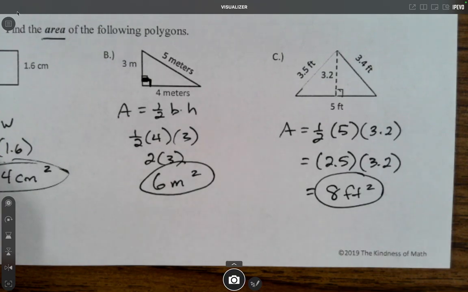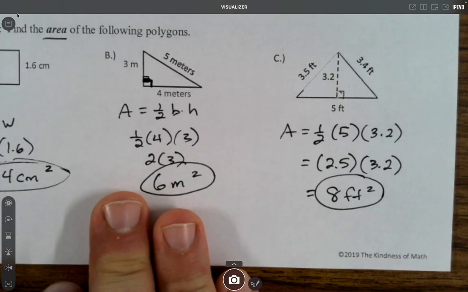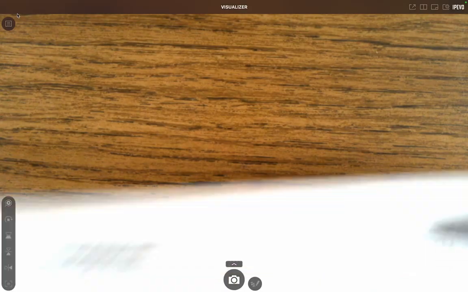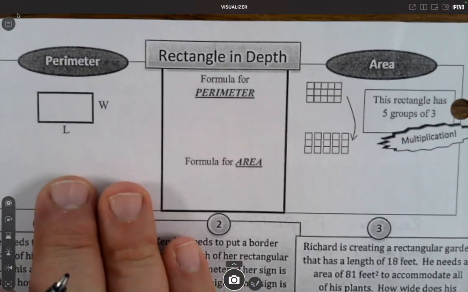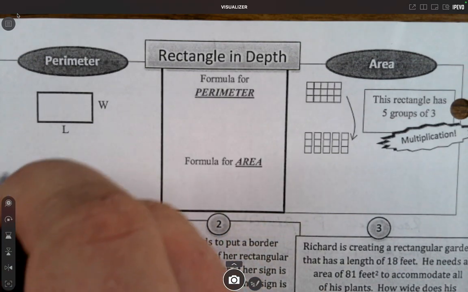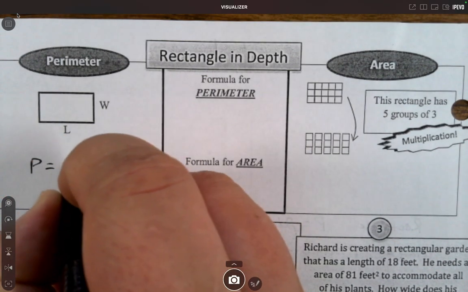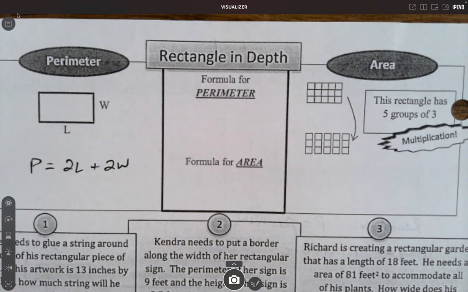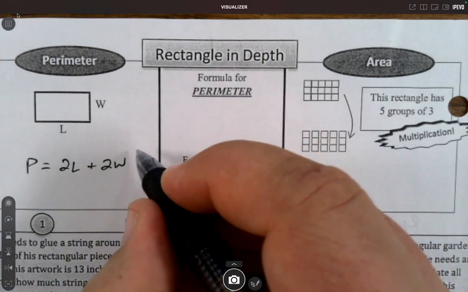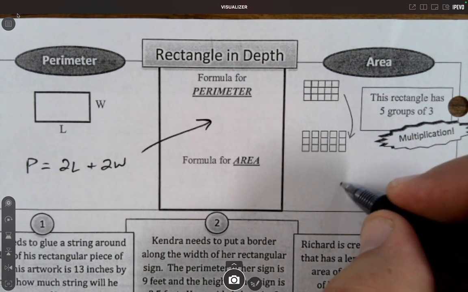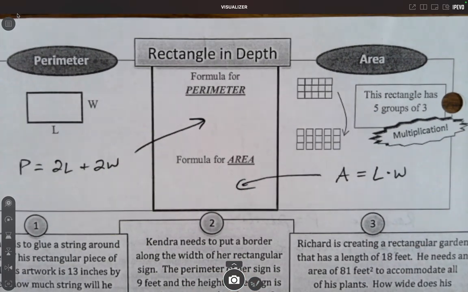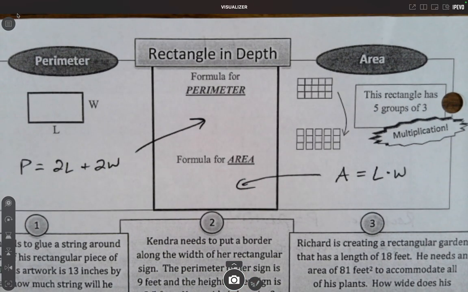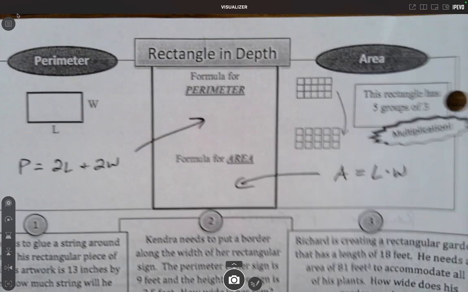So hopefully that all seems very basic, very straightforward. And we're going to go a little deeper on the back. We've already talked about what's in the top here. Perimeter, we can do P equals 2L plus 2W. You don't have to rewrite that unless you want to. And the formula for the area is L times W. But now let's use that to solve these word problems.